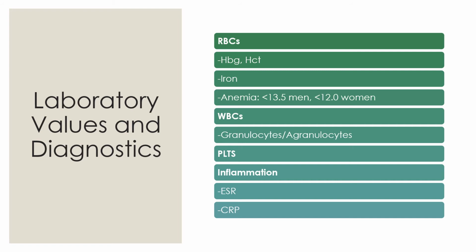WBCs protect the body from infection and other foreign invaders. They include granulocytes and agranulocytes. The different granulocytes ingest bacteria, allergens, and parasites. Agranulocytes include lymphocytes and monocytes. The lymphocytes are involved in cell-mediated immunity. Monocytes are the largest of the leukocytes, and they defend the body against foreign substances. Platelets are essential to clotting.